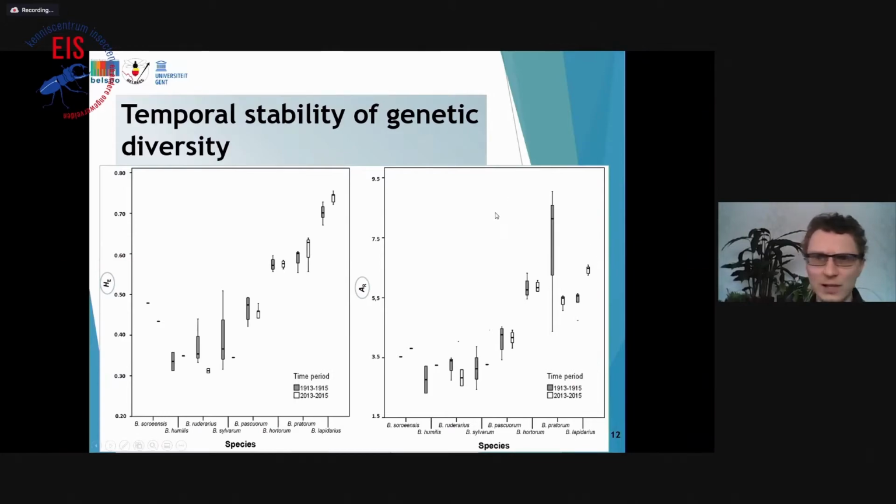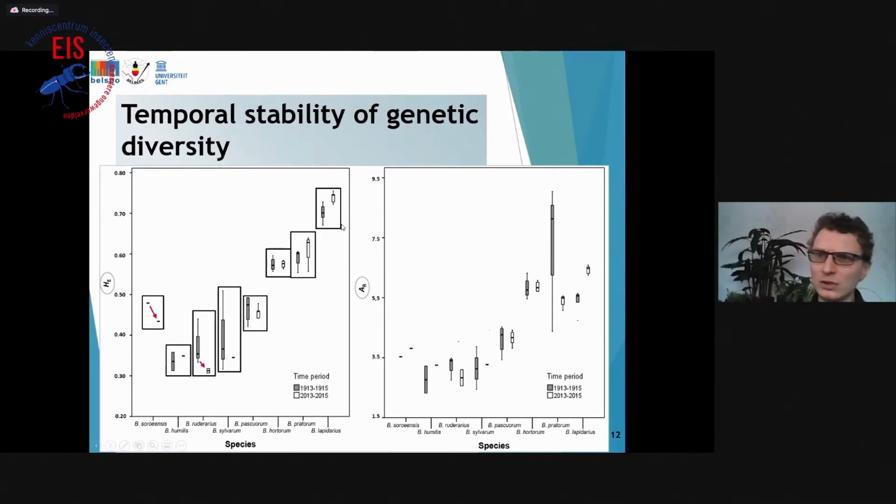And these are the results. Surprisingly, and in general, our results showed temporal stability of genetic diversity for both genetic diversity measurements. And what are these 2 measurements? Well, these are the most important genetic diversity parameters. I think I mentioned it: the expected heterozygosity, or the expected mean number of heterozygotes per locus in a population, and the allelic richness, which is the mean number of alleles per locus in a population, corrected for population size.